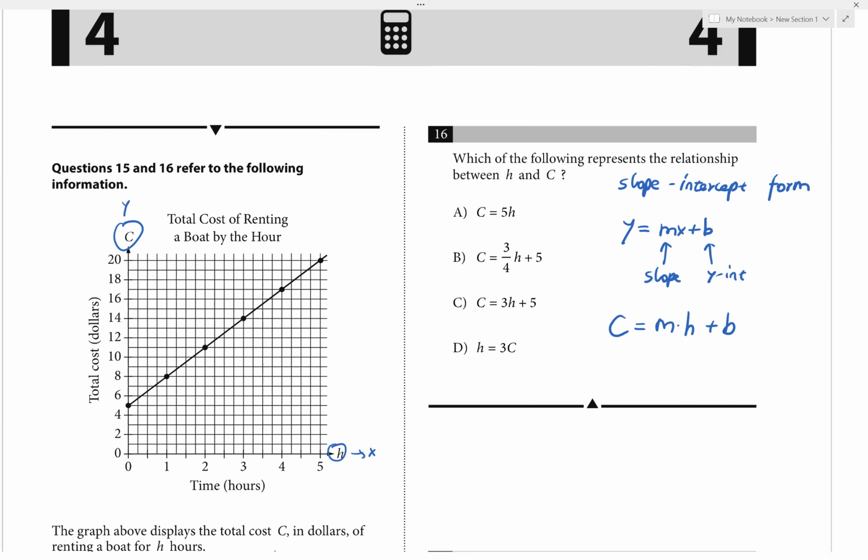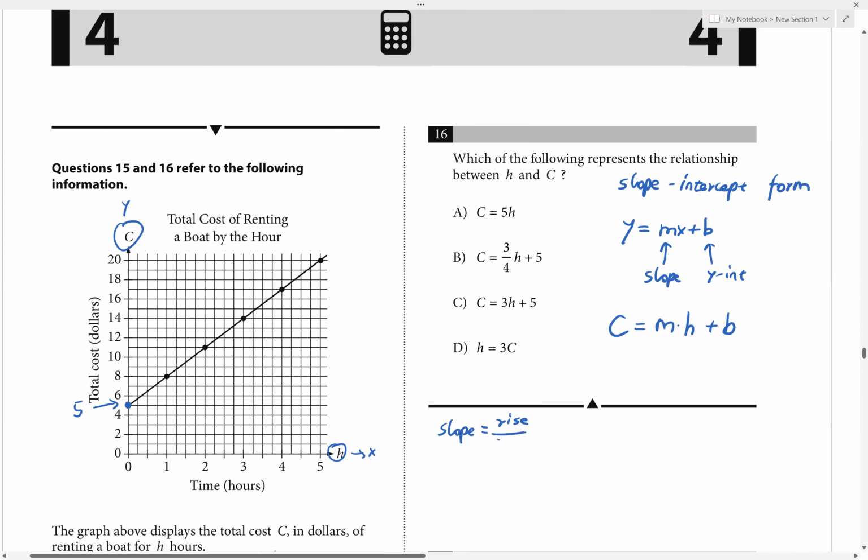You know, the y-intercept, that's where it touches the y-axis. So the graph goes through the y-axis at 5 for the y value. So the y-intercept should be 5, so that's the b value, 5. And then what's the slope? Well, the slope is always rise over run.